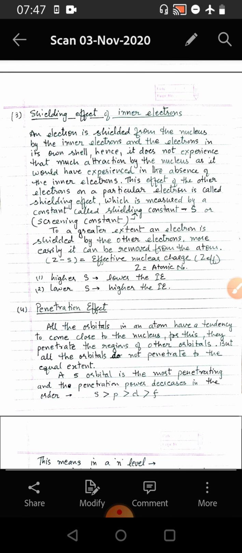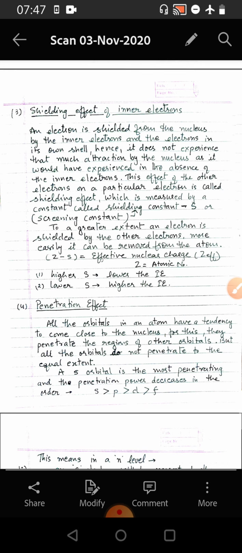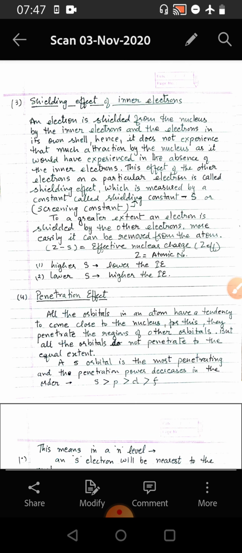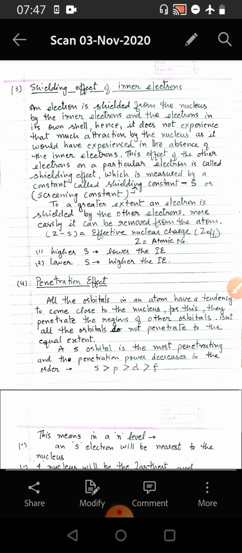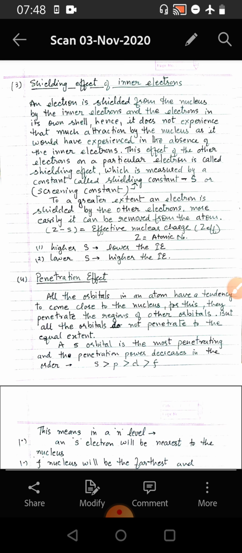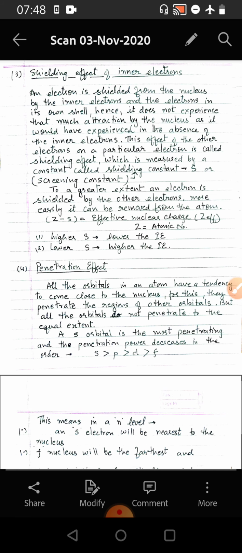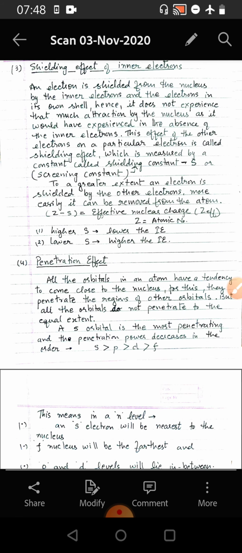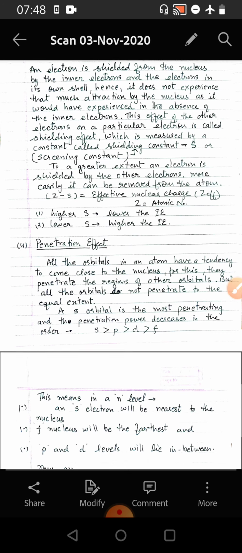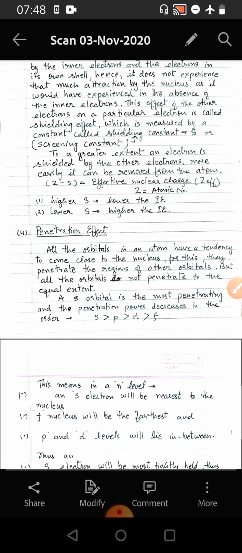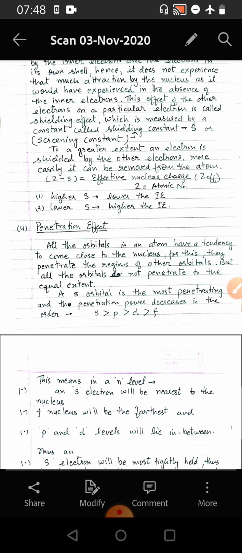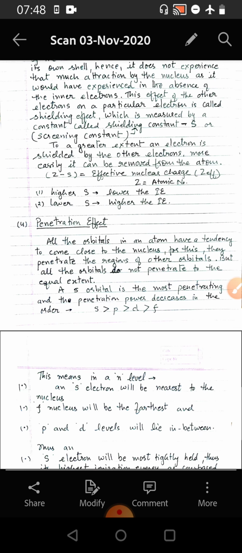Then we come to the third, the shielding effect of inner electrons. An electron is shielded from the nucleus by the inner electrons and the electrons in its own shell. Hence, it does not experience as much attraction by the nucleus as it would have experienced in the absence of the inner electrons. This effect of the other electrons on a particular electron is called the shielding effect, which is measured by a constant called shielding constant S or screening constant S.